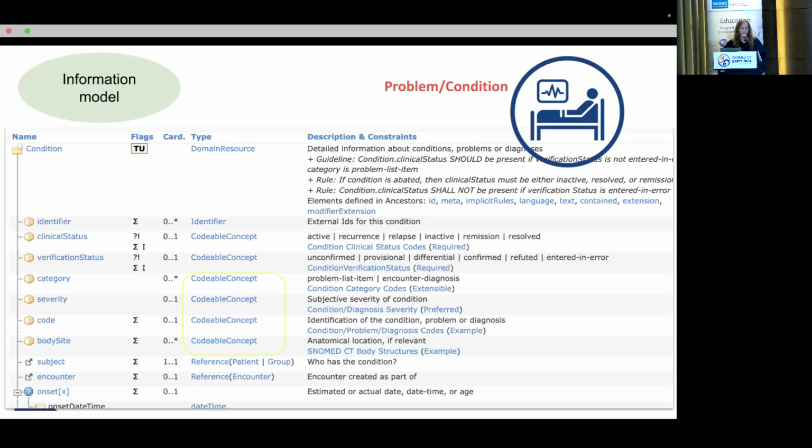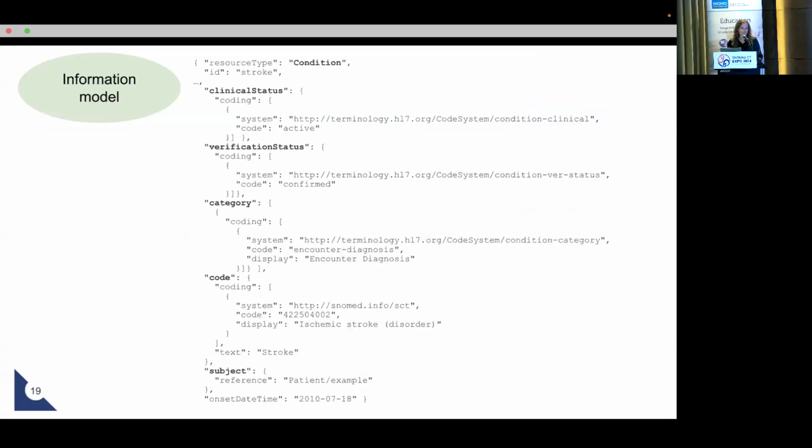So that is where we start to say, well, we have these things that are important for our object, in this case, problem. And these are the kinds of places where you can use terminology or a coded concept. And these are the concepts that you can use. And this is really where we start to talk about terminology binding. Let us just look a bit into an example of a resource.